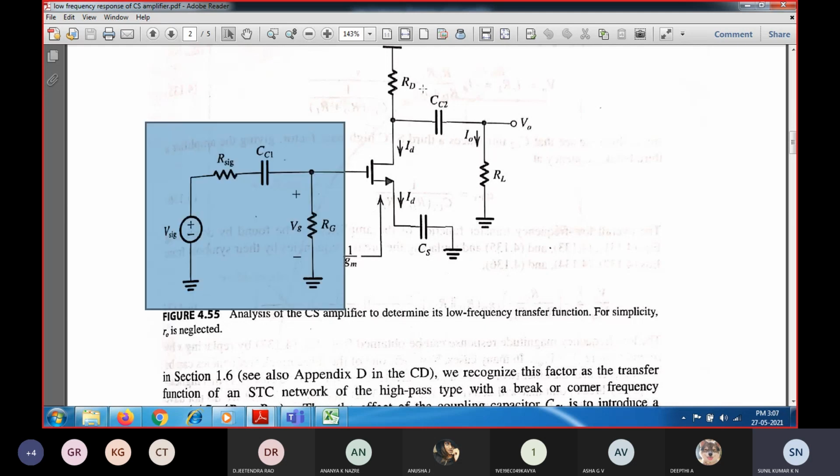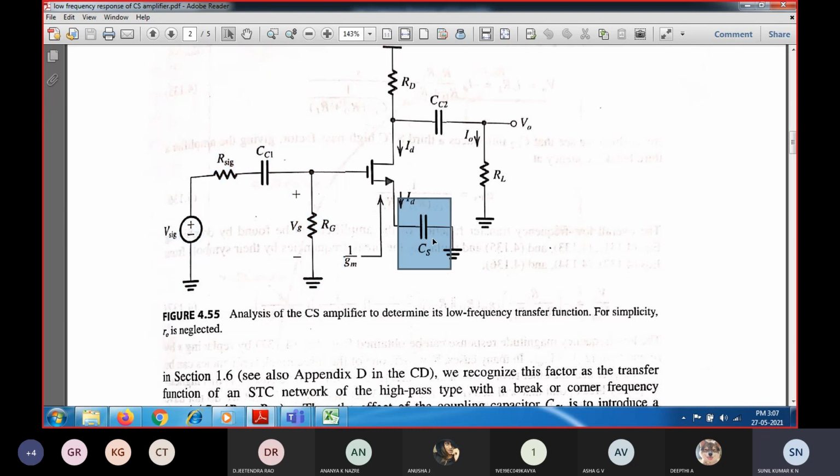And the second time, I'm going to consider the stray capacitance, the capacitance across the source terminal, and whatever resistance in series is there, and then I'm going to see the analysis. By considering only CS, the stray capacitance, how the effect of this capacitance is going to affect the gain, I'm going to consider one at a time.